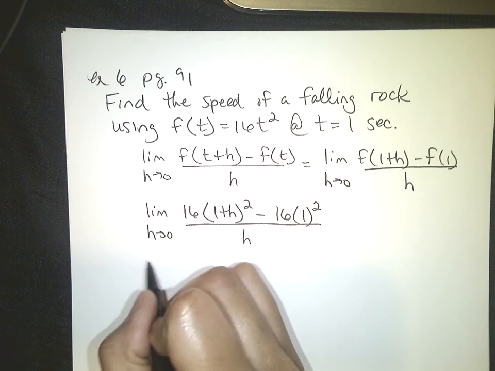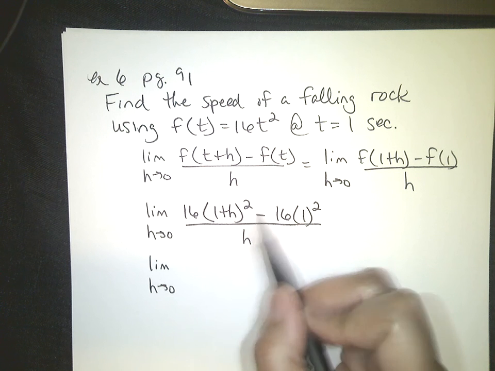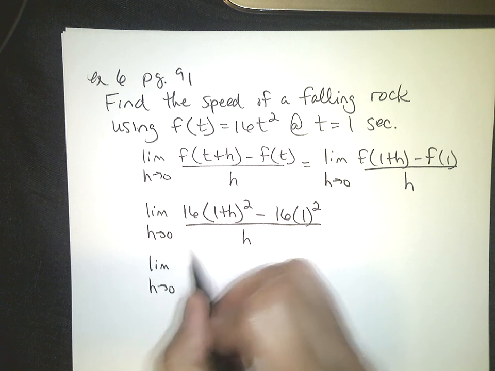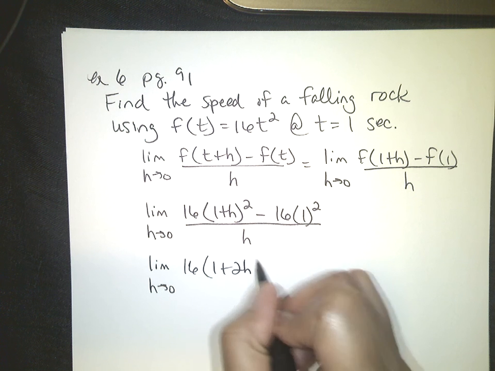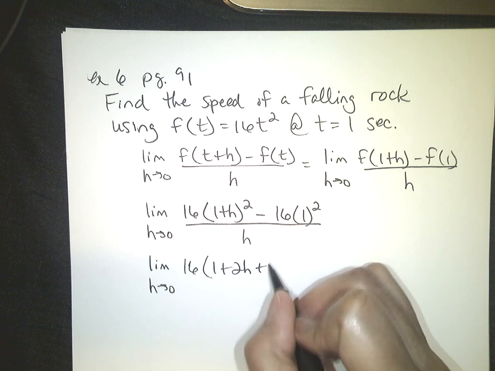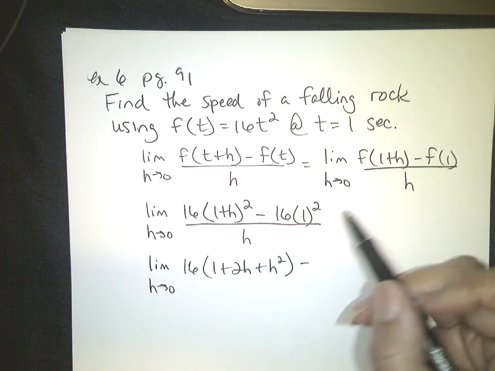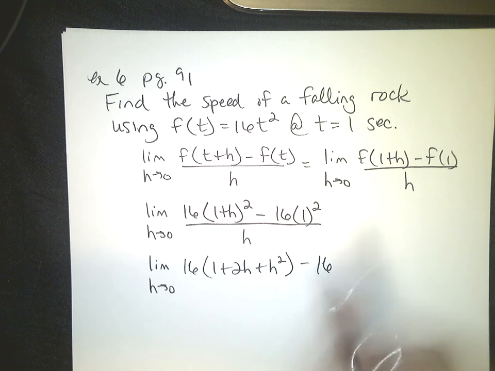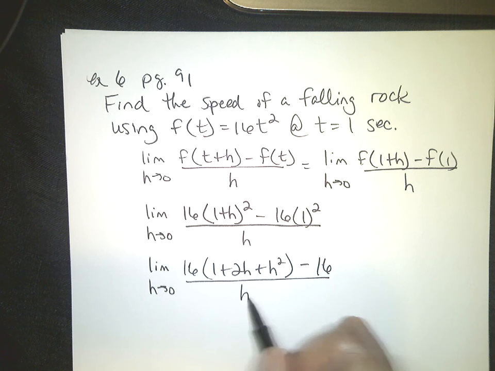So this would be the limit as h approaches 0. And again, you got to multiply that out, then multiply all of that by 16. So this would be 16 times 1 plus 2h plus h squared minus 1 squared is 1. And 16 times 1 is 16. But it's going to be minus 16 because the formula says difference. All over h.